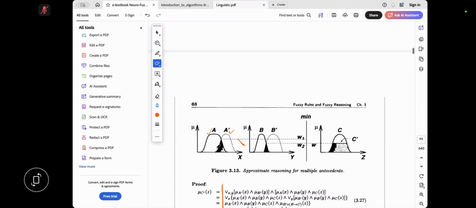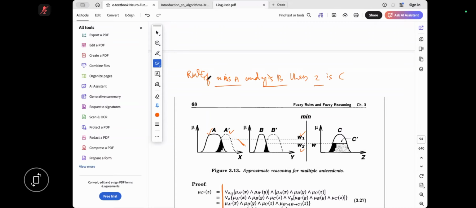If I have set A, then negation of A. Similarly, set B and negation of B. Whatever will be the minimum out of these two weightages, that will be considered for C. That means if X is A and Y is B, then Z is C. Here, this is the rule. And the fact is this one and this one. And the prediction is this one.